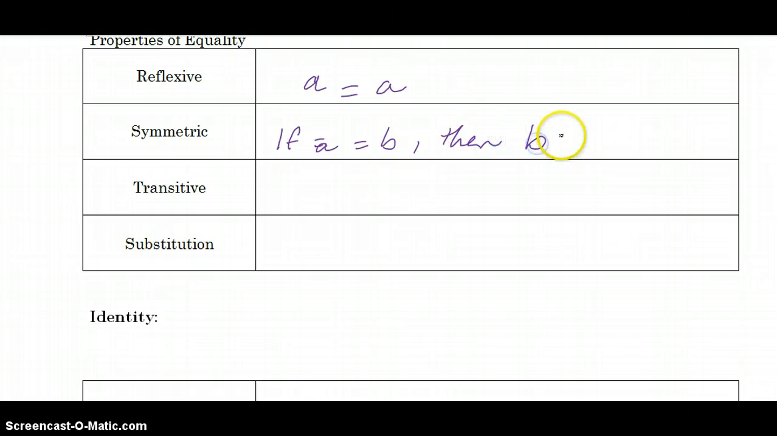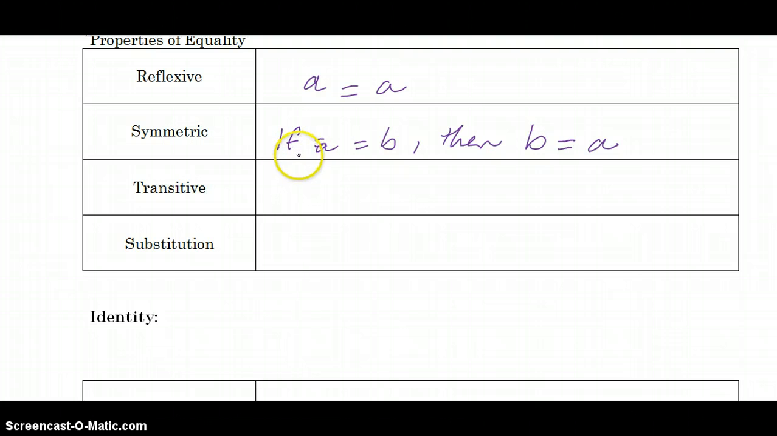The first property is the reflexive property, and it's simply like looking in a mirror and seeing a reflection. It's the same on both sides: A equals A. The symmetric property looks more like this. If A equals B, then B will also equal A. That is the symmetric property.